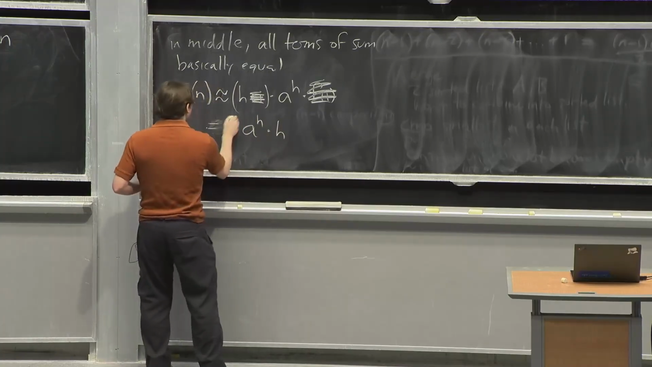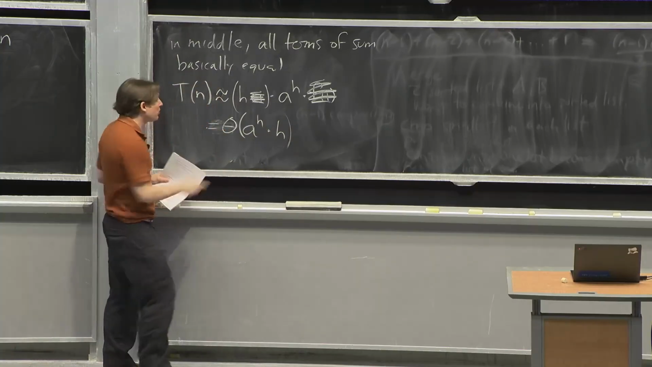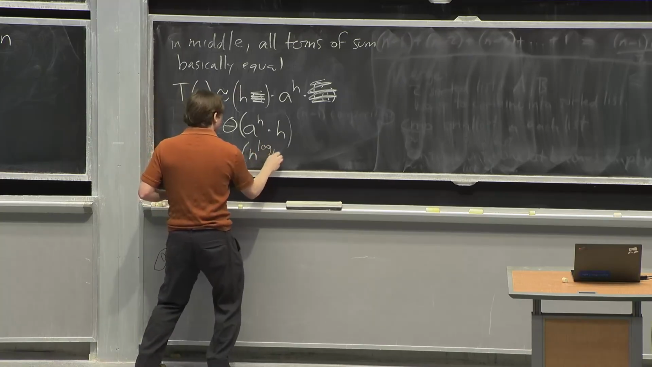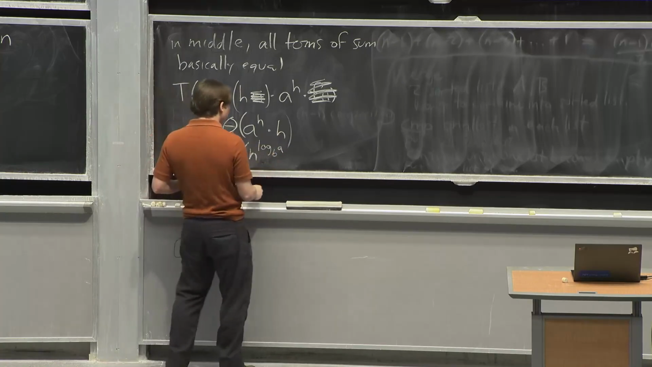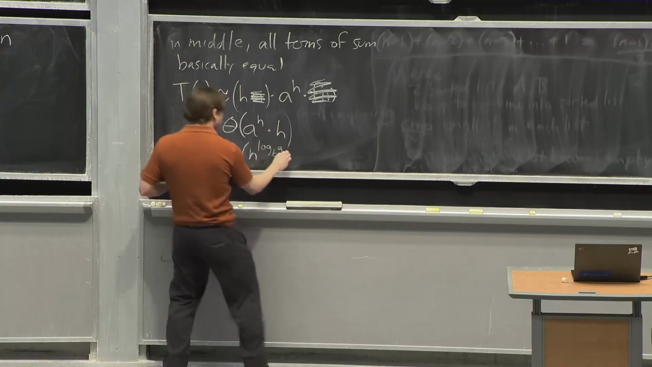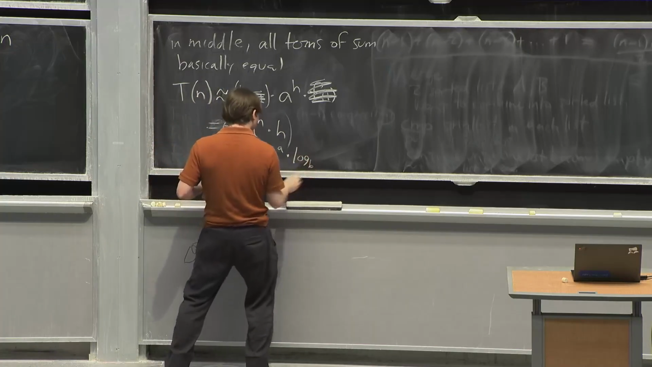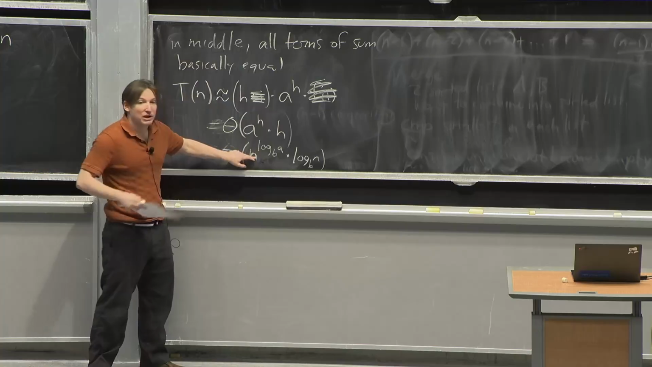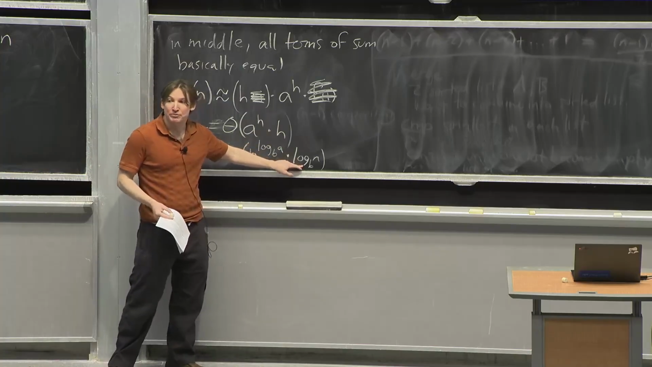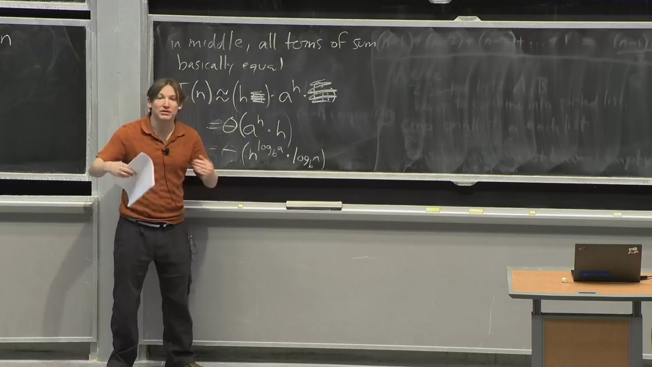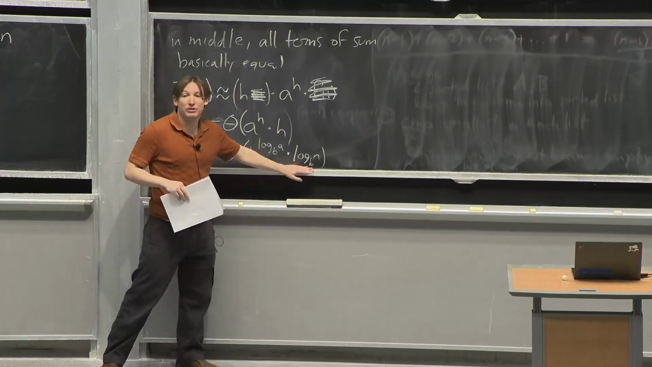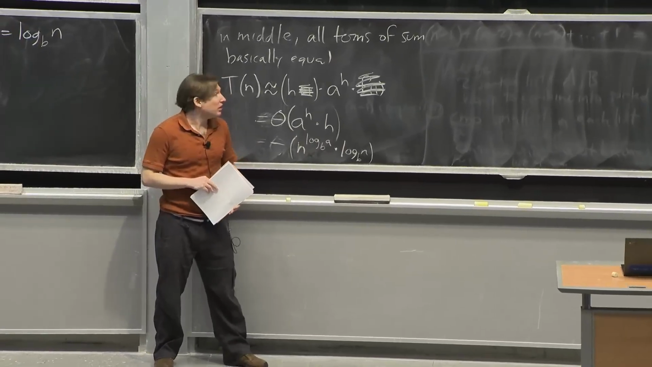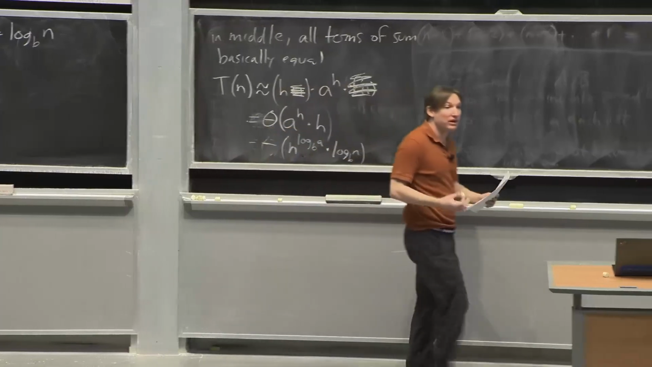This is theta of. And if we remember what a to the h was, that's n to the log base b of a. And if we remember what h was, times another factor, log base b of n. So a to the h is this power of n, and h is log of n. It's basically saying in case 2, if things balance out nicely, you just incur an extra factor of log n from what you would otherwise expect from case 1. And it turns out merge sort is in that middle ground. It's in case 2.